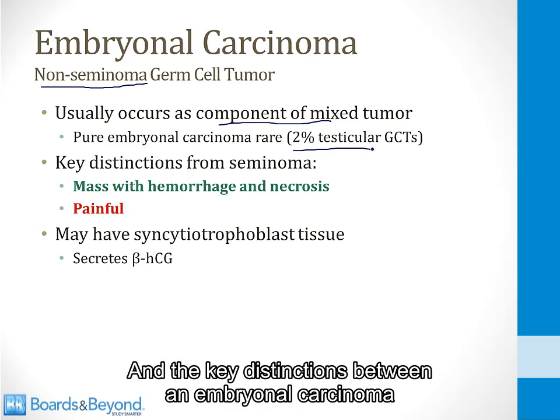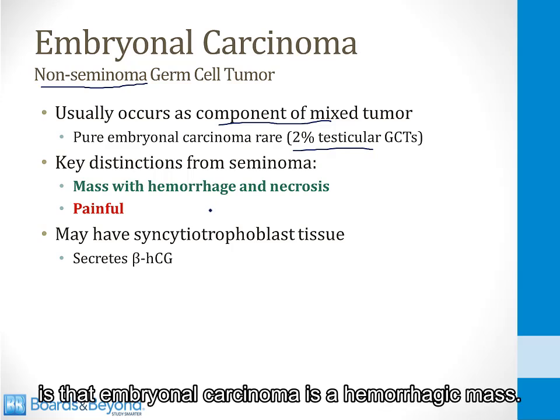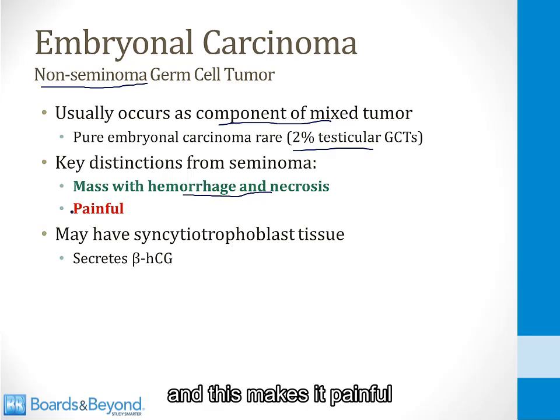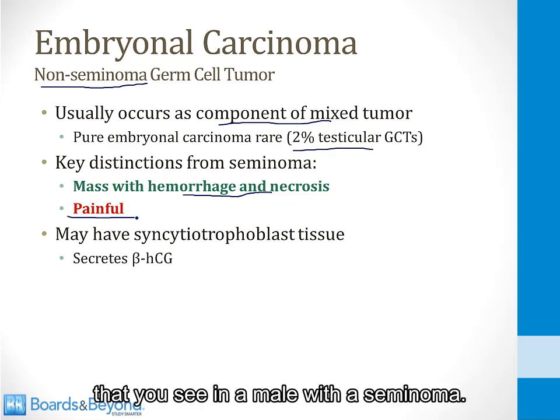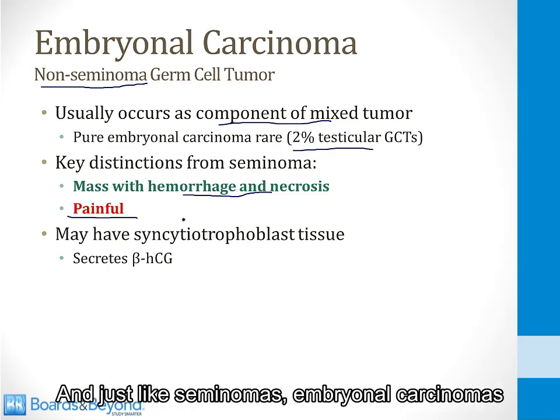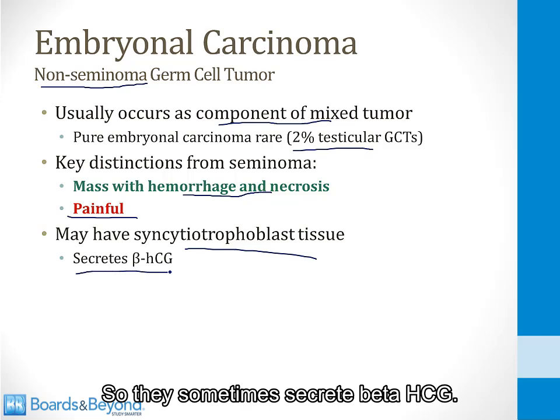And the key distinctions between an embryonal carcinoma and a seminoma that you want to remember is that embryonal carcinoma is a hemorrhagic mass. It usually has hemorrhage and necrosis, and this makes it painful as opposed to the usually painless mass that you see in a male with a seminoma. And just like seminomas, embryonal carcinomas may have syncytial trophoblast tissue, so they sometimes secrete beta-HCG.